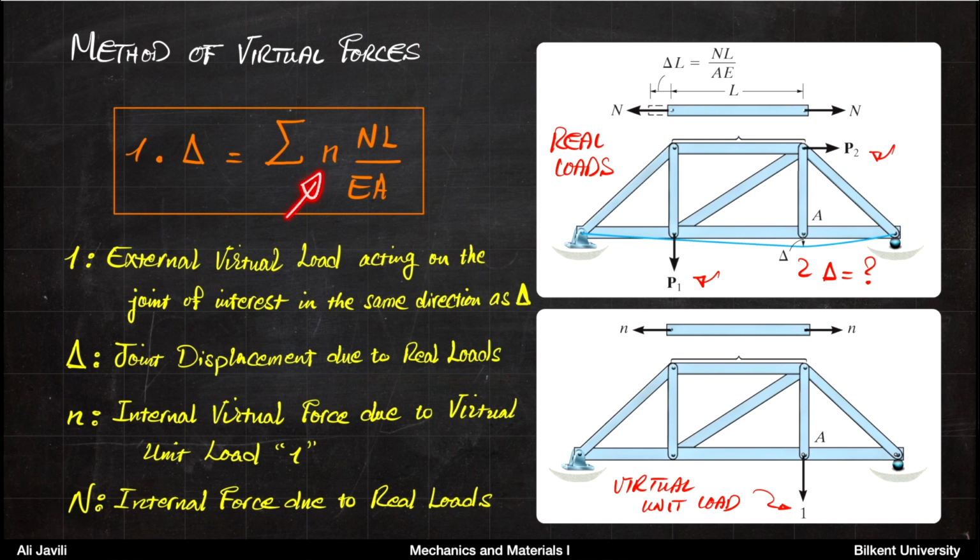N is the internal virtual force due to virtual unit load 1. And as I mentioned, N is always proportional to that 1. So if instead of 1 you just call it F, it would still work. Now capital N is indicating the internal force due to real loads. We are going to learn this with an example together right now.